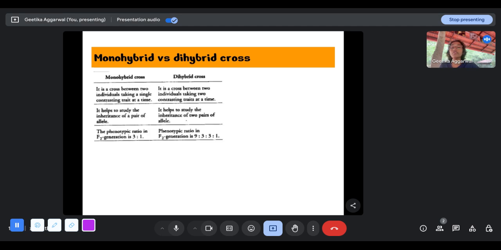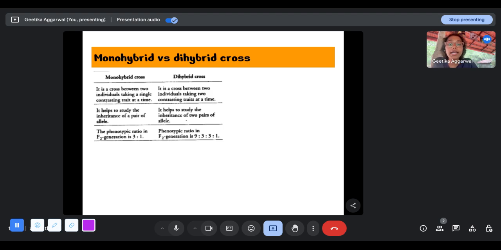So to give you some basic differences, a monohybrid cross is a cross between two individuals in which we are only considering one contrasting trait at a time. So what we discussed before, talking about flower colors, talking about height, those were monohybrid crosses. Because when we're talking about flower color, we were only talking about flower color and nothing else. And when we're talking about height, we were only talking about height and nothing else. So it is a cross between two individuals in which you're only taking one single trait at a time.